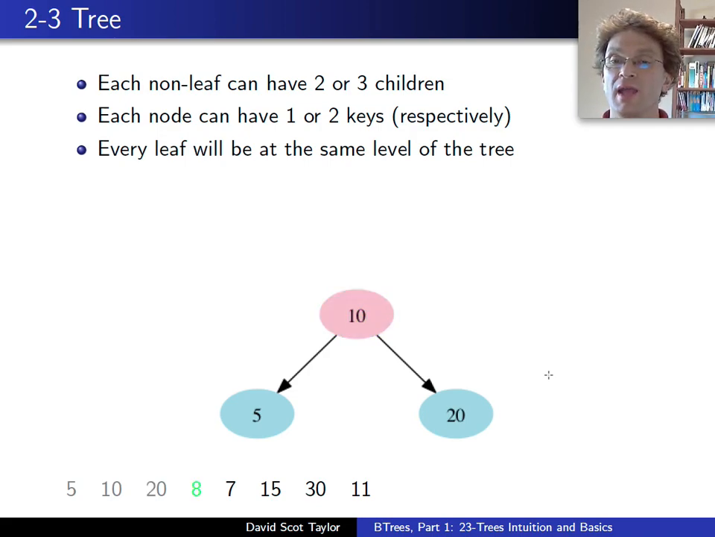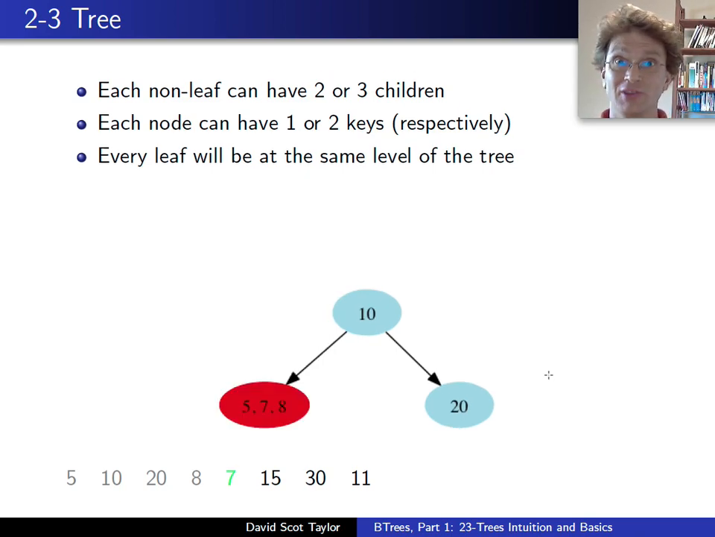Now I want to insert an 8. I come to my root, 8 is smaller than 10, go to my left child. The left child is a leaf. I stick it in that leaf, and there's room for it. I'm done. Now I want to insert a 7. 7 is smaller than 10. Go to the left child. It's a leaf. Try to insert a 7 in there.